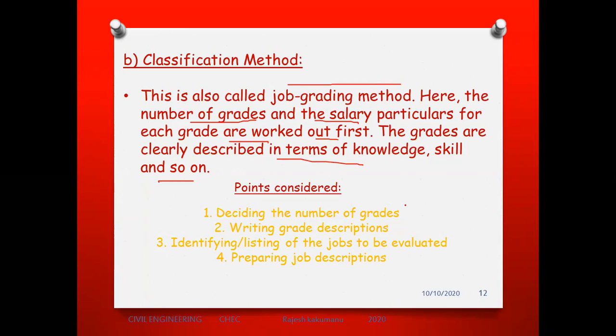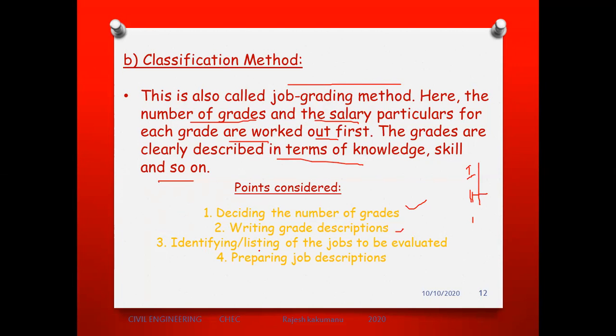Next step. So what are the points to be considered in a classification method? Deciding the number of grades. First, how many grades should there be? Grades, you know, are like Roman numeral 1 to Roman numeral 5. So suppose we have given 5 grades. In those 5 grades you have to see what things are going on. Next, writing the grade descriptions. So once a grade is done, you make a column and again you have to write the description. Then next class I will provide an example, the newspaper cutting.